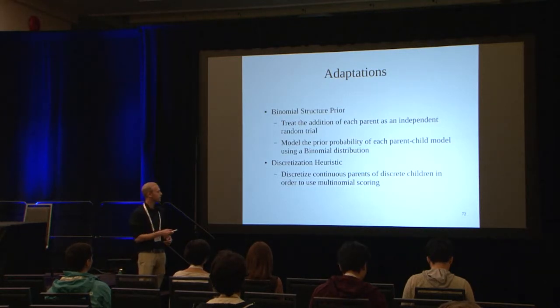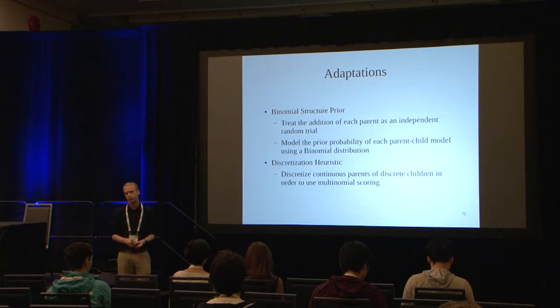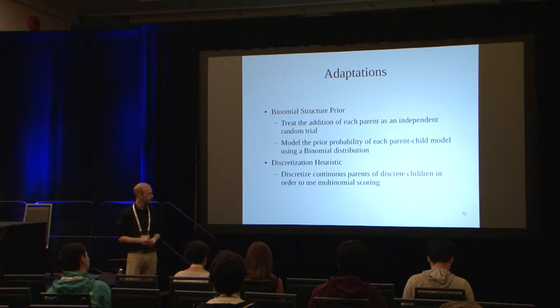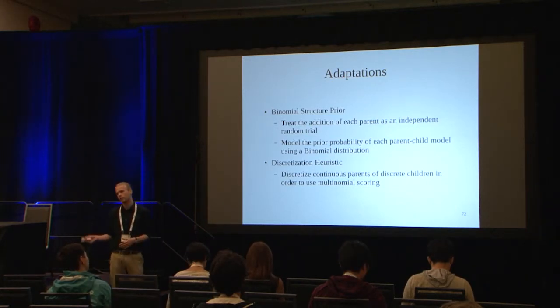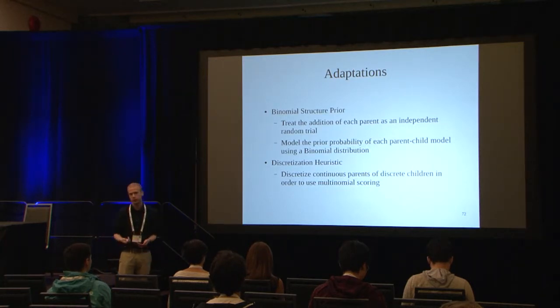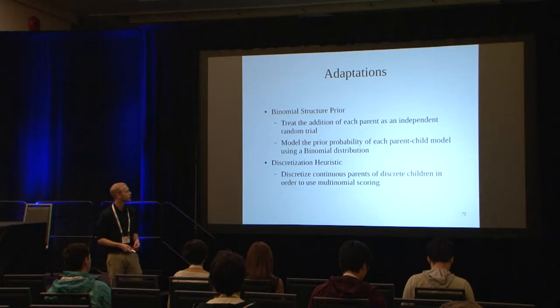And the second adaptation is a discretization heuristic, where what we did was in the case of a discrete child with continuous parents, we simply discretized the parents and used a multinomial to score this. And we wanted to see how that did.